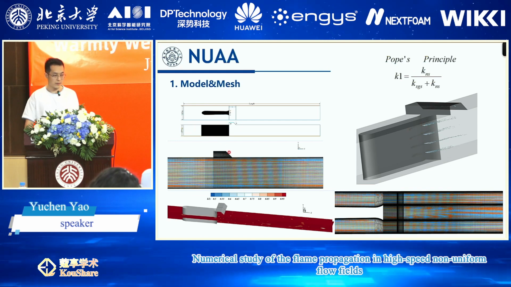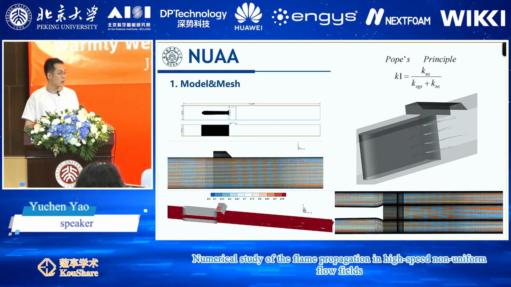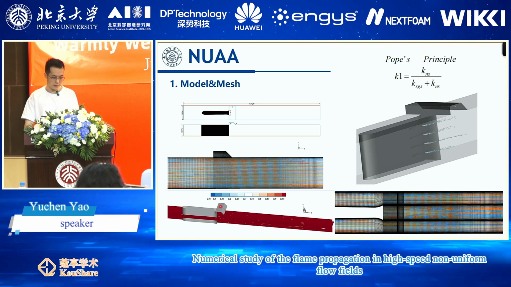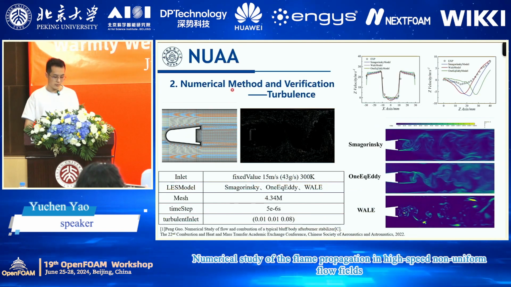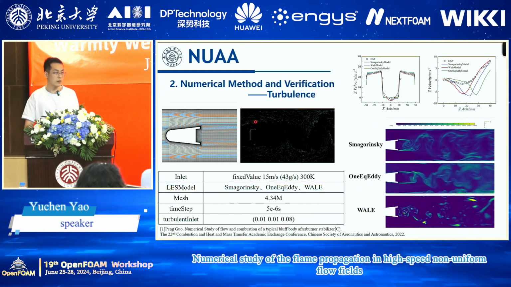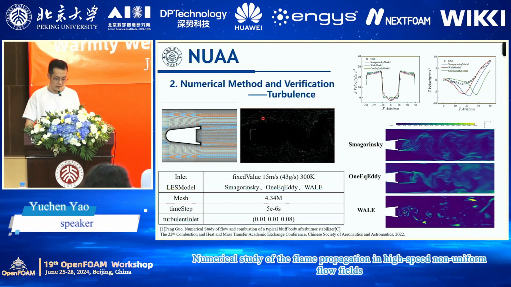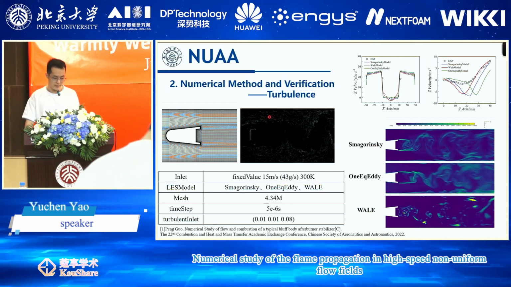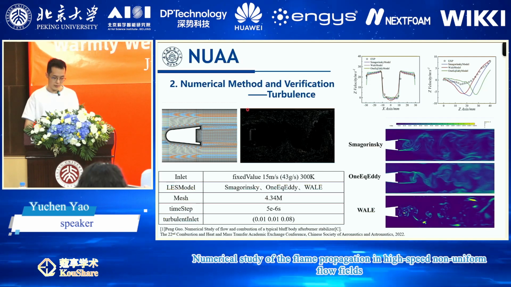The mesh is verified to satisfy Pope's criterion, which means over 80% of the turbulence energy is resolved. The turbulence simulation method is verified with this typical bluff body combustor. For the experiment data, the velocity flow field is measured with PIV, and the images are very high quality, so the result is very credible.